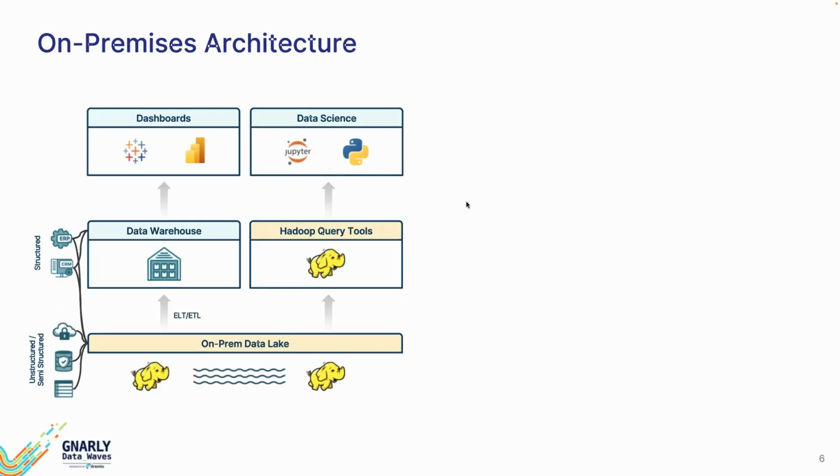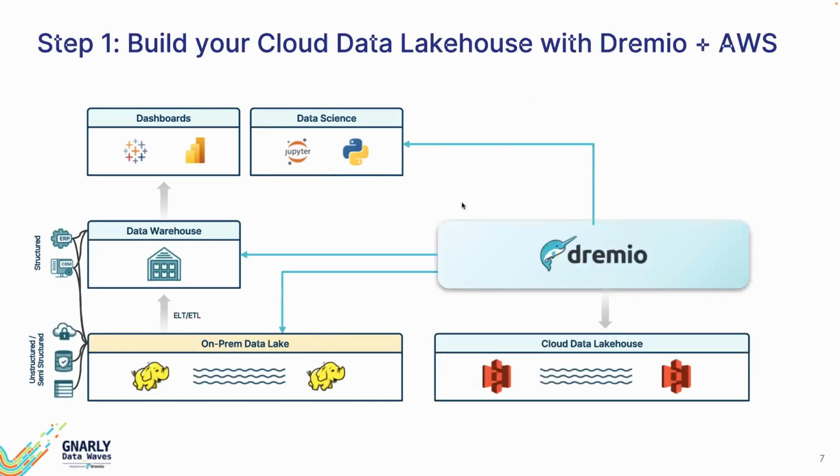So let's go back to this architecture and let's start by adding two components, Dremio and Amazon S3. So the first step is to stand up your Amazon S3 data lake and sign up for Dremio. With Dremio, you can connect to all of your existing on-premises data sources as well as your Amazon S3 bucket. Nothing's really changed on this step. Nothing has to change about the way that you're doing things now.